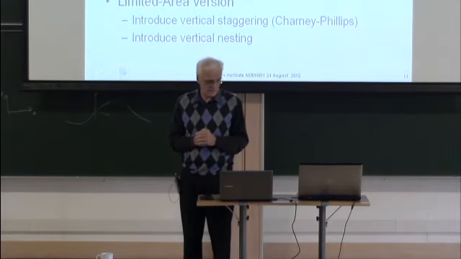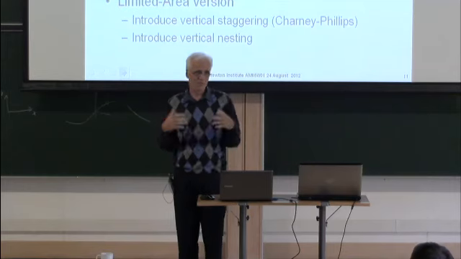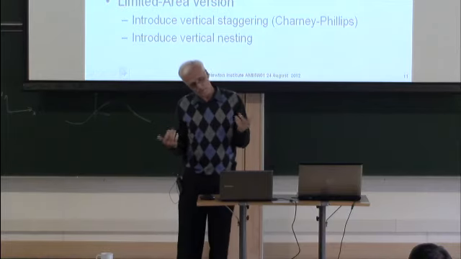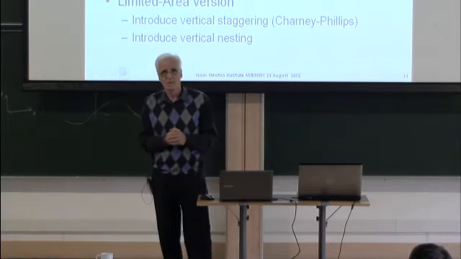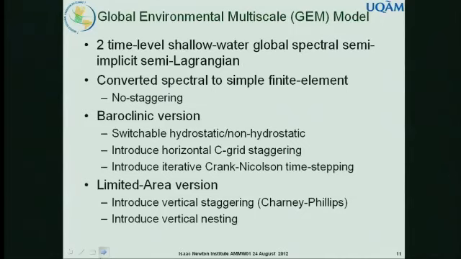Initially there was no staggering, but when we went to the baroclinic version, we found out that we needed some horizontal staggering, so we picked the C-grid staggering. And also, we found out that there was some noise and instability with the physics, and it was better to control that with an iterative Crank-Nicolson scheme. And fortunately, only one guess and one iteration are enough.